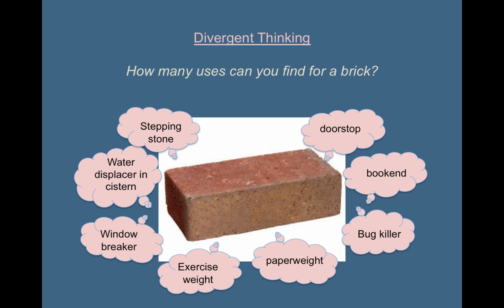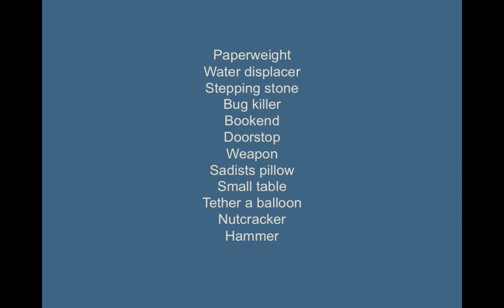So how would you develop this? How would you improve your ability to divergently think about the uses for a brick? Well, one method is to think about categories. Categories is a huge aspect of how we think in the real world and how we can train and develop our thinking. If we look at the stuff we just talked about and add a few more down here, a weapon, a sadist's pillow, to tether a balloon, a hammer, etc.